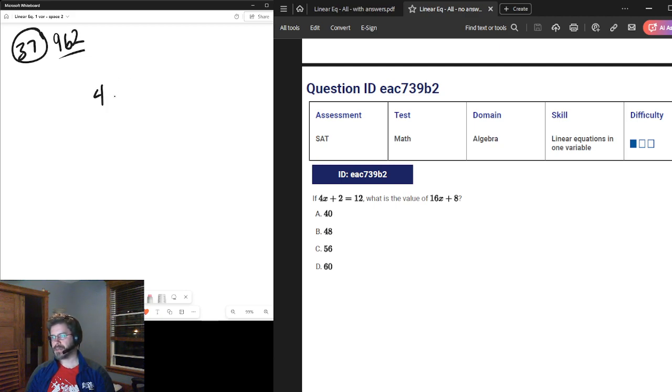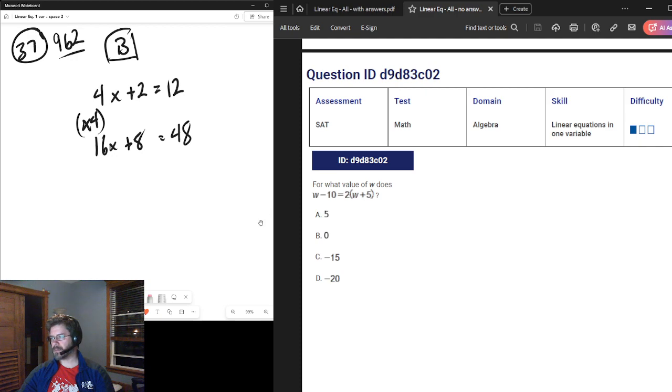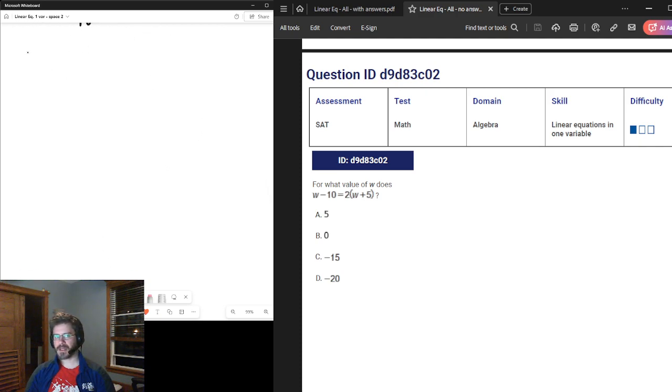Whenever you see that manipulation, they don't want x, they want some manipulation of x. There's often, not always, but often a trick here. They want 16x plus 8. Have you noticed it? You can multiply each term by 4. 4 times 4 is 16. 2 times 4 is 8. 12 times 4 is our answer. We don't actually have to solve for x when they want a manipulation of x. You can just multiply by some term.